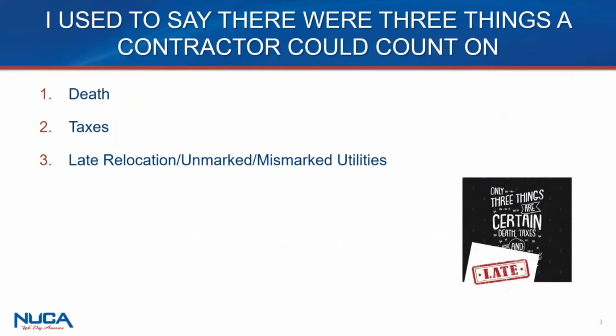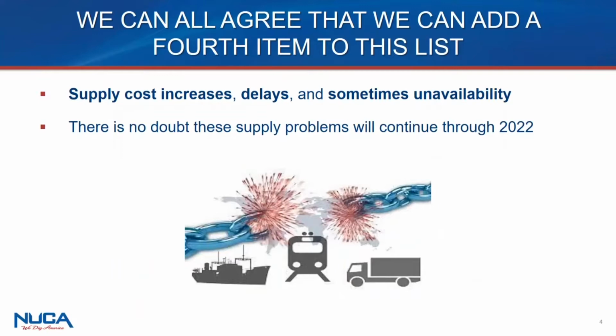I've always been saying, or certainly for years to contractors, there's three things we can count on: death, taxes, and late utility relocation, unmarked, mismarked utilities. I guess we're going to have to add one more item to that list. Next, supply cost increases, delays, and in some circumstances, unavailability. And certainly the problem with supply-related problems are something that's going to continue throughout this year and unfortunately probably beyond that.